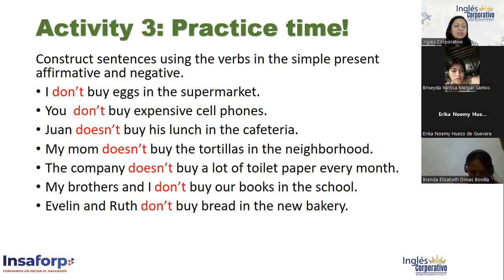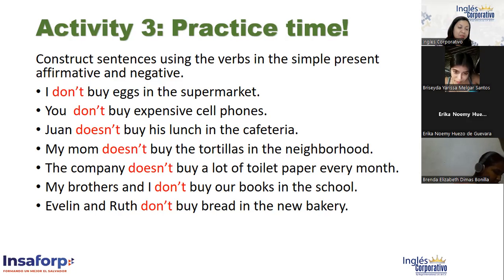on weekends, for example. Okay, José doesn't cook fish. The restaurant doesn't cook seafood, marisco, seafood. Juan and Julia don't cook together. No cocinan juntos.